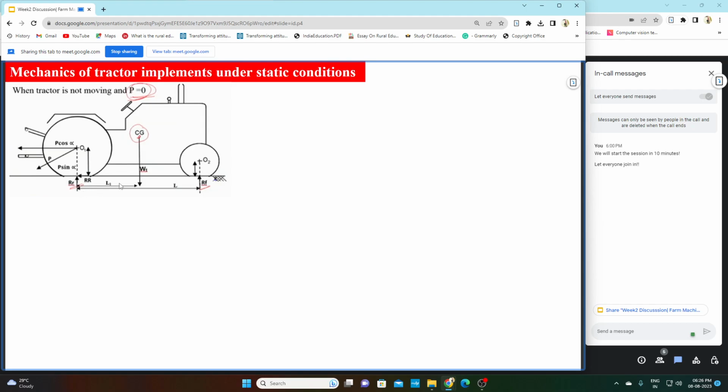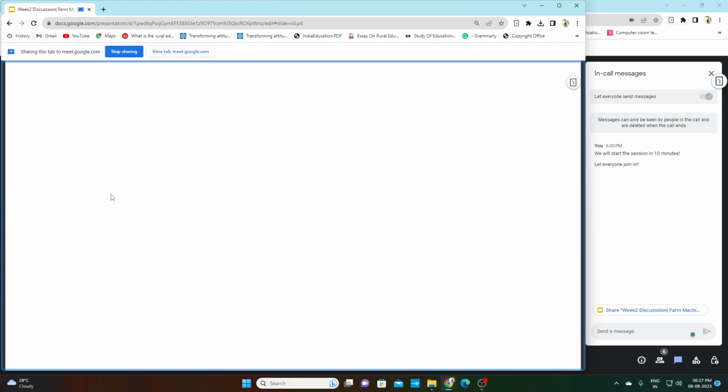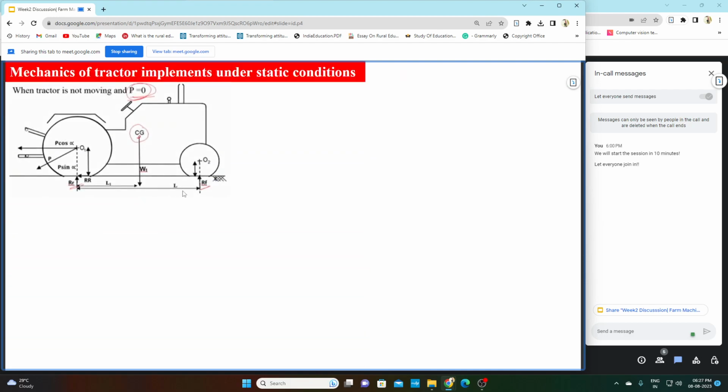L1 is the distance between the CG and the center of the rear wheel. And what is L? I told you in an earlier diagram: the wheelbase. The distance between the front axle and the rear axle is known as the wheelbase. So this capital L is the wheelbase.